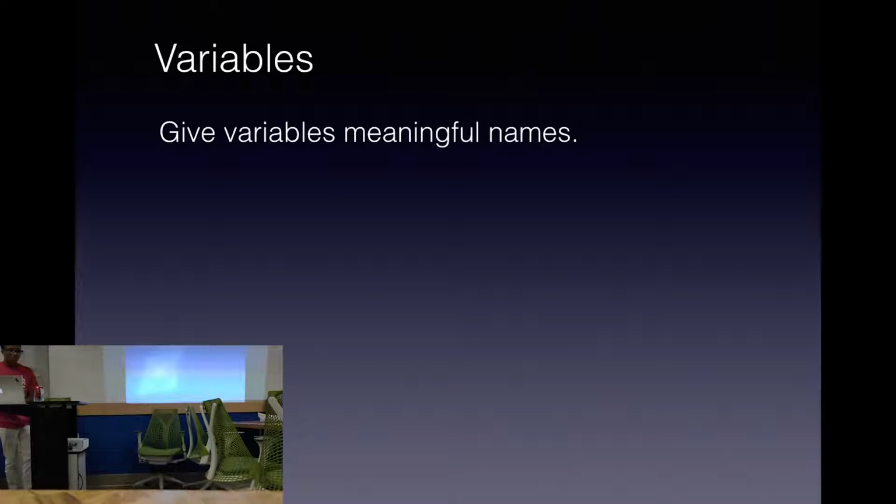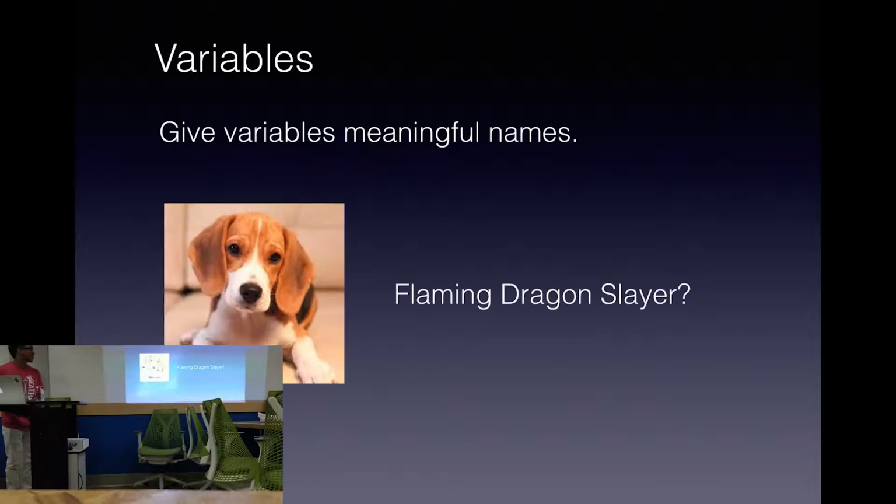So when you're actually naming variables, you should definitely give them meaningful names, because usually you're going to be storing information that you want to get back later. And if you just have random names that you don't memorize, your code will be really clunky. So you shouldn't give this dog the name Flaming Dragon Slayer.